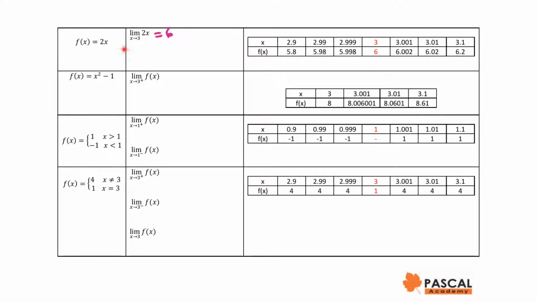If we want to explain this without using the table of values, we say when x is getting close to 3, 2x is getting close to 6.